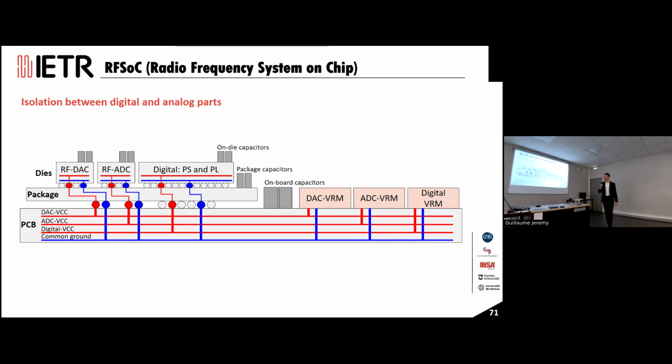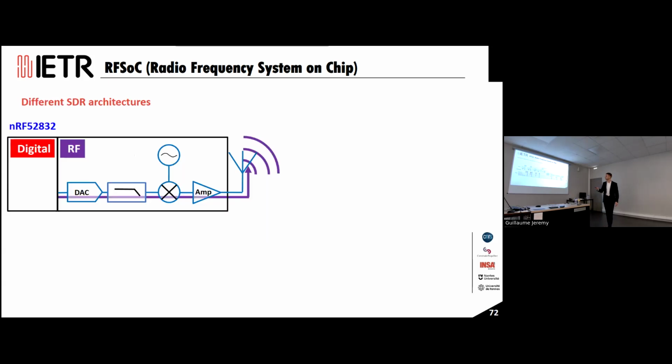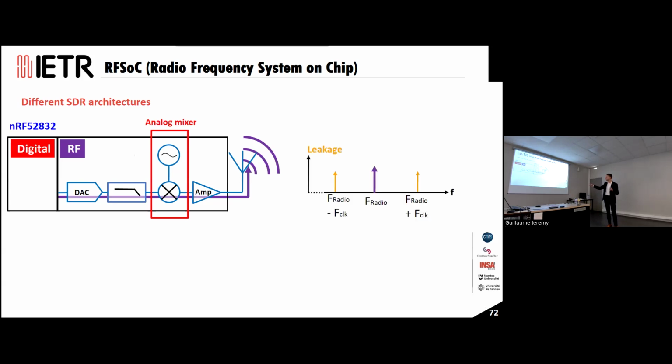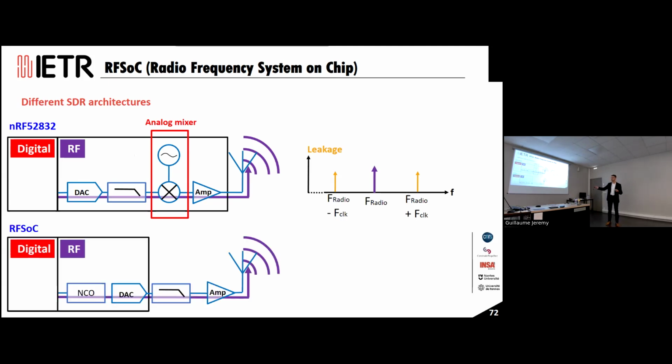And another very important difference between the RFSoC and the NRF is that they do not have the same radio architecture. I will not go into detail on the difference, but one important element to remember is that on the NRF, we had an analog mixer which modulates the leakage from the digital part around the frequency of the legitimate signal. While in the RFSoC, we have a different radio architecture that does not include such an analog mixer. So the leakage is going to remain in baseband.